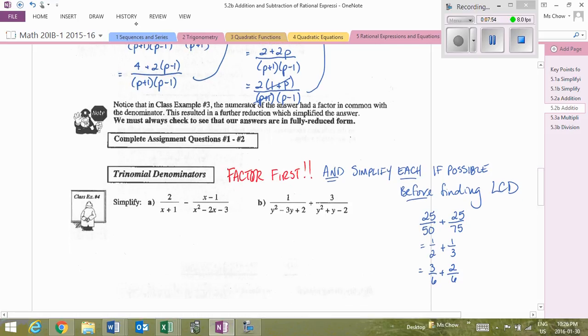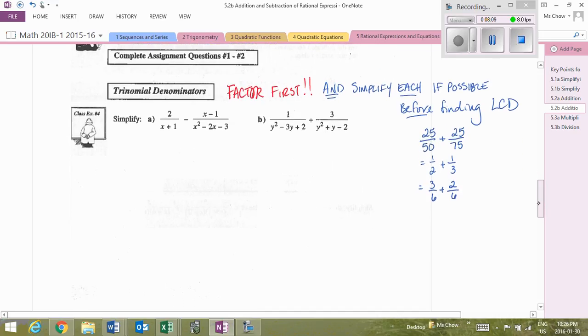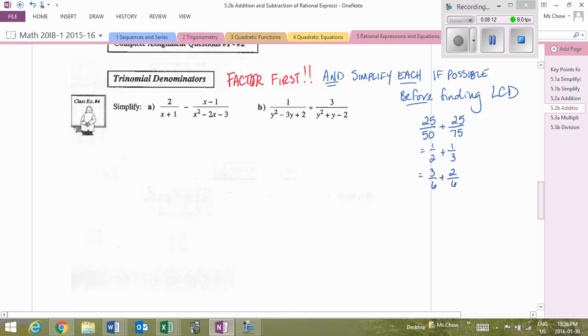And you can see right here, he's saying exactly the same thing, so always check to see that our answers are in fully reduced form. So trinomial denominators, factor, factor, factor, and factor. And you definitely want to try to simplify each fraction beforehand, if possible, before finding the least common denominator.